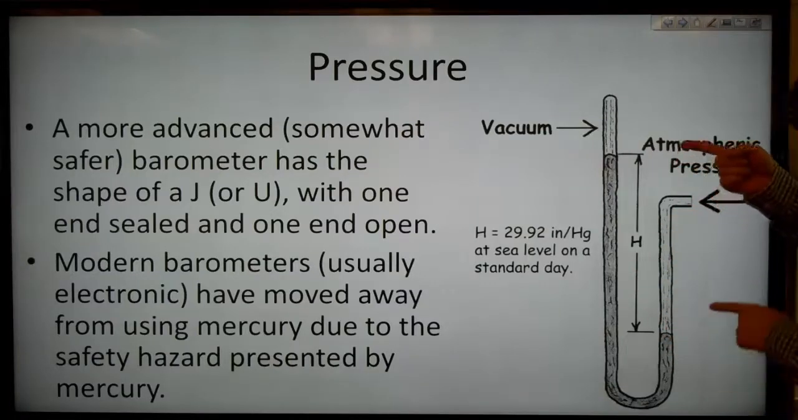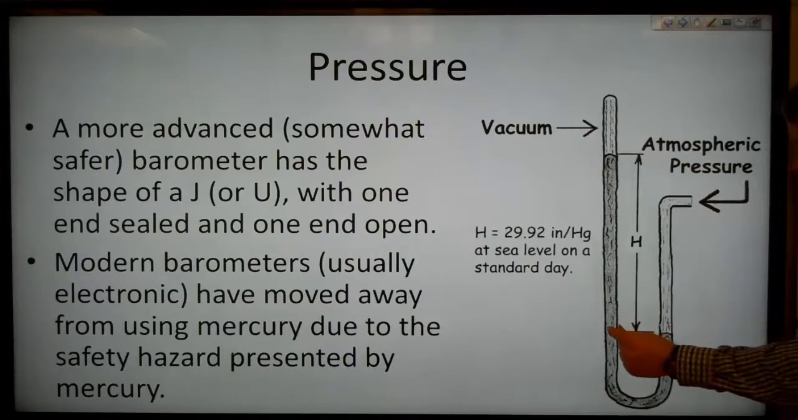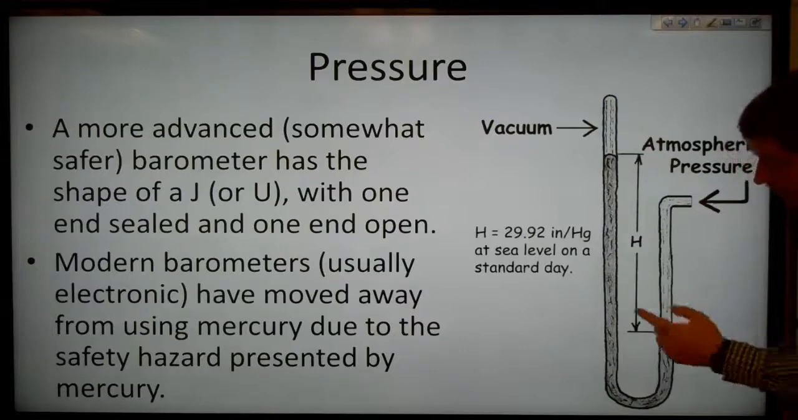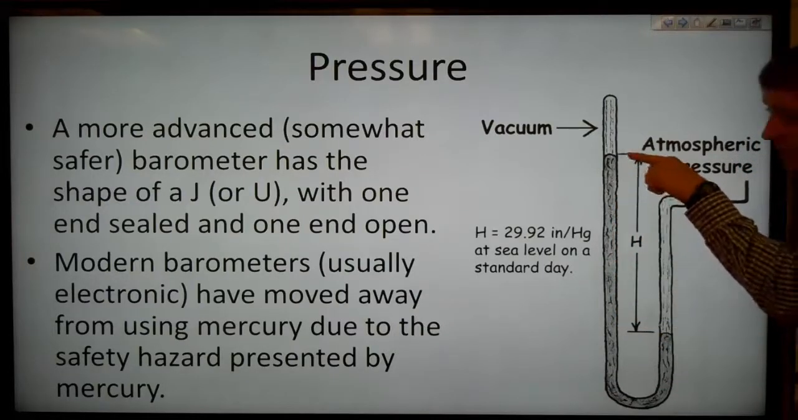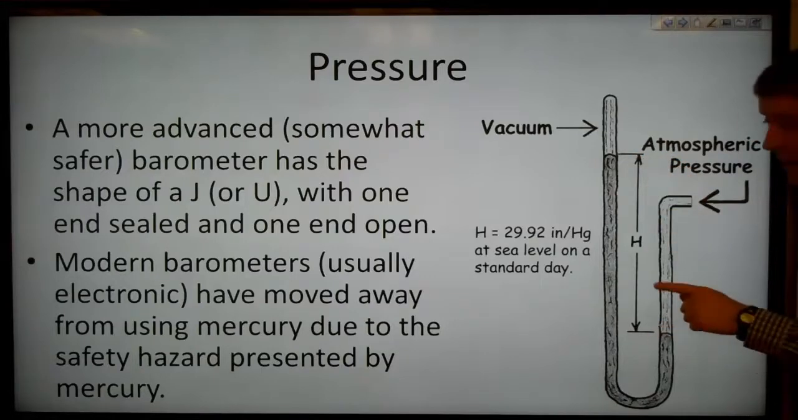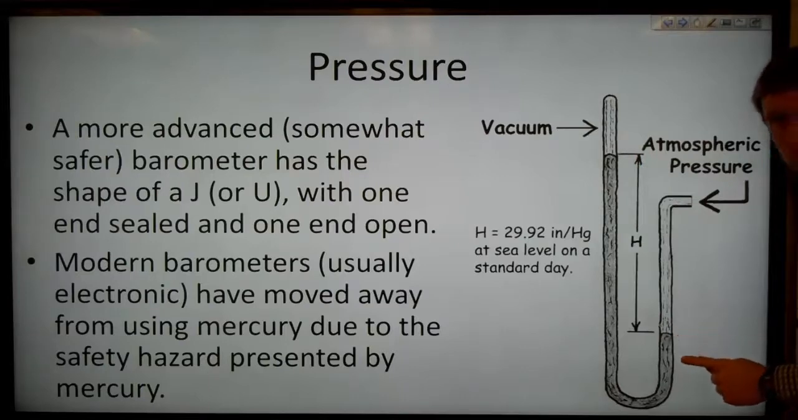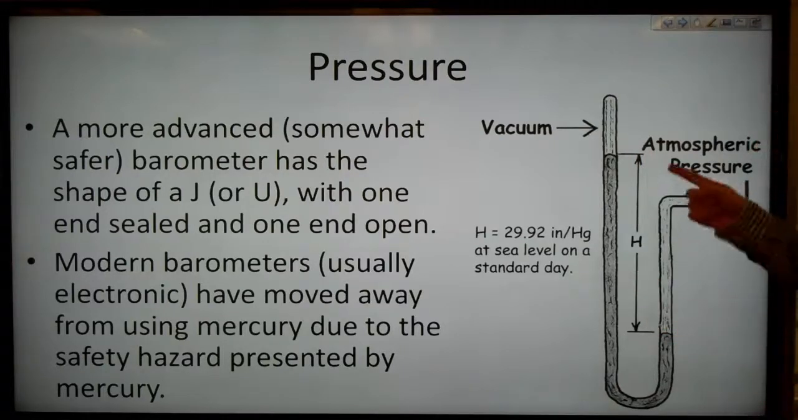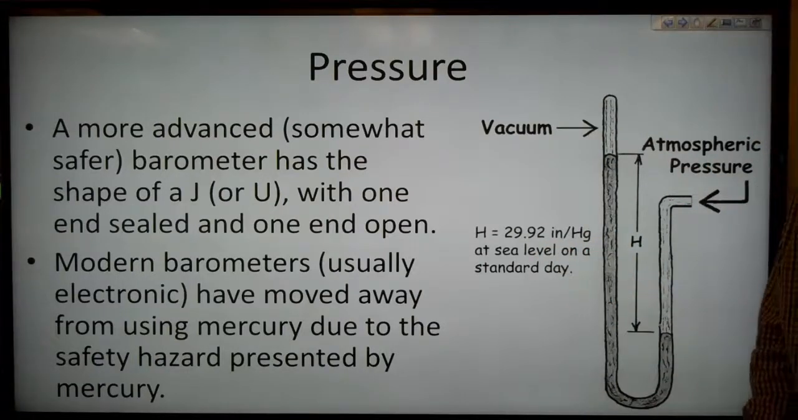And so the way that this is measured is with a height difference. As the pressure on this side is increased, that presses down on this side, which means that this left side moves up. And now we have a height difference from the left to the right side. Now, as this side moves up, this side has to move down because there's a fixed amount of mercury in there. And so we measure a height difference, and again, it'll be 29.92 inches of mercury at sea level on a standard day.